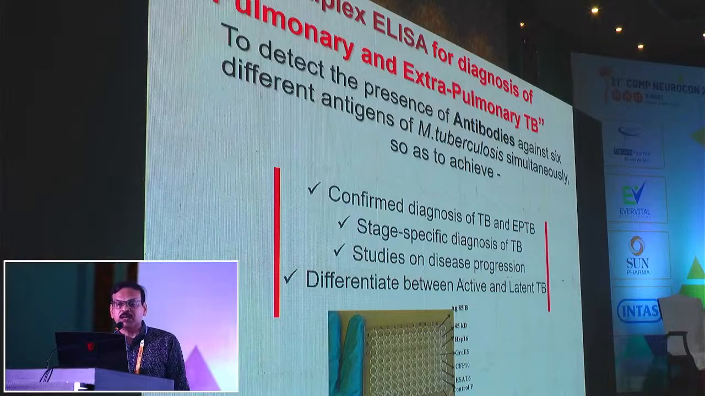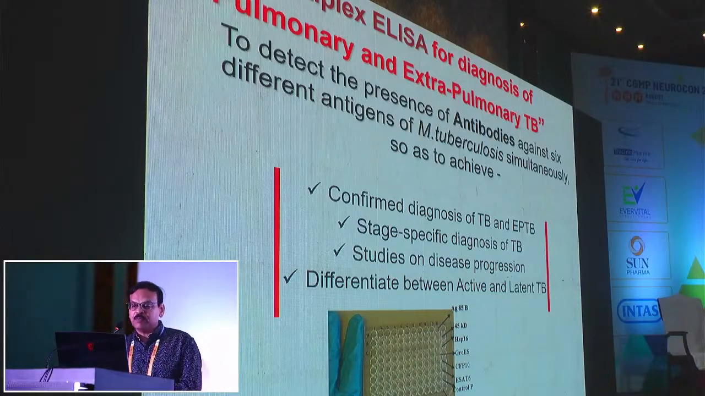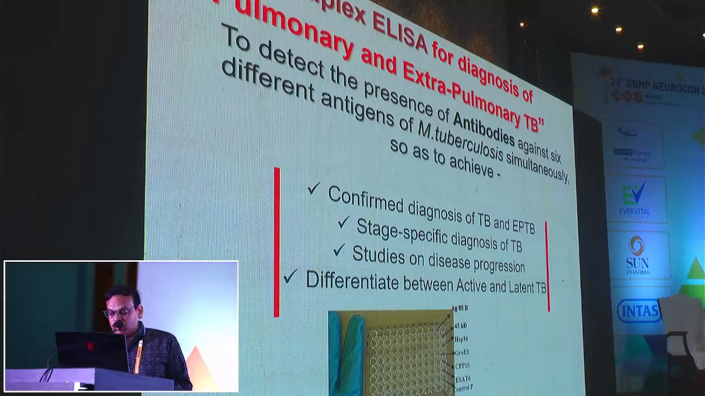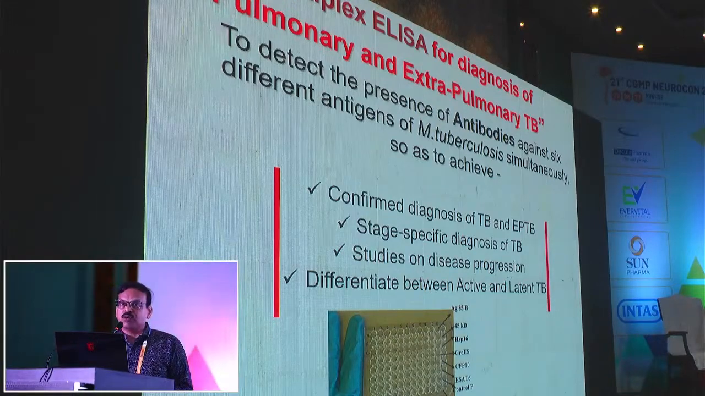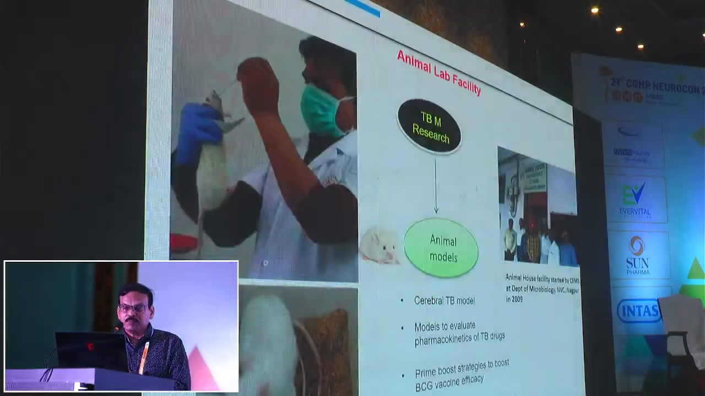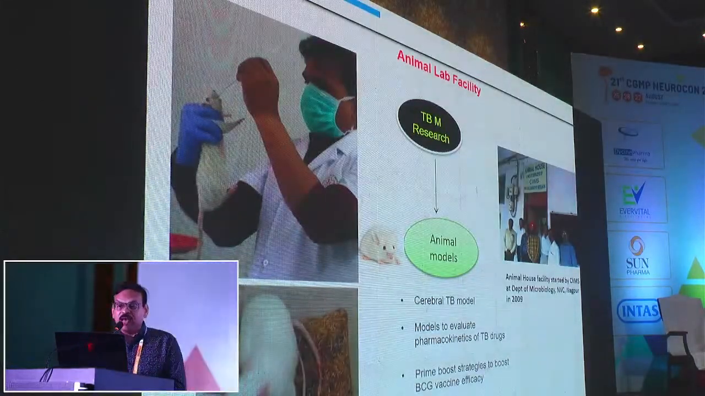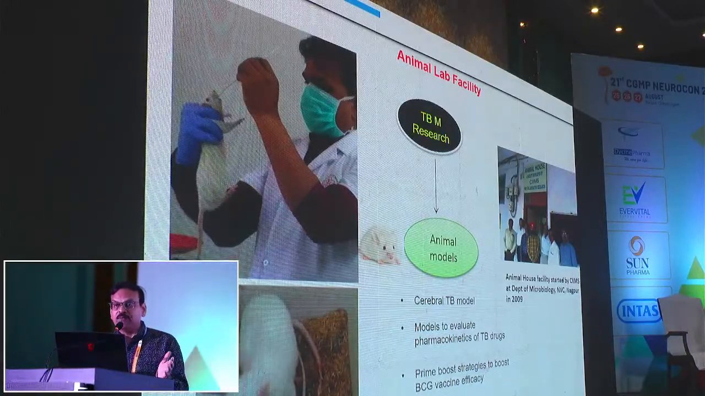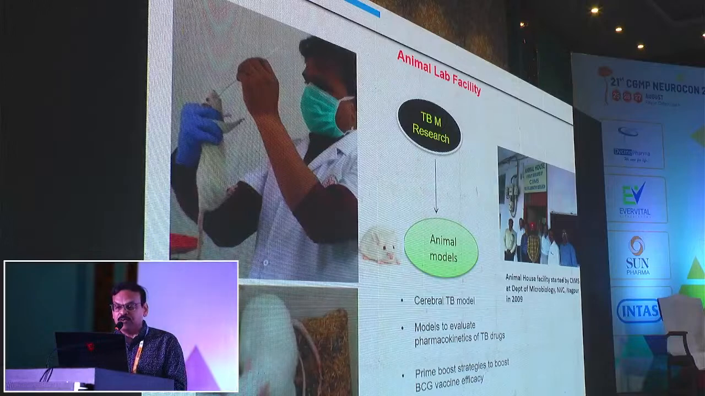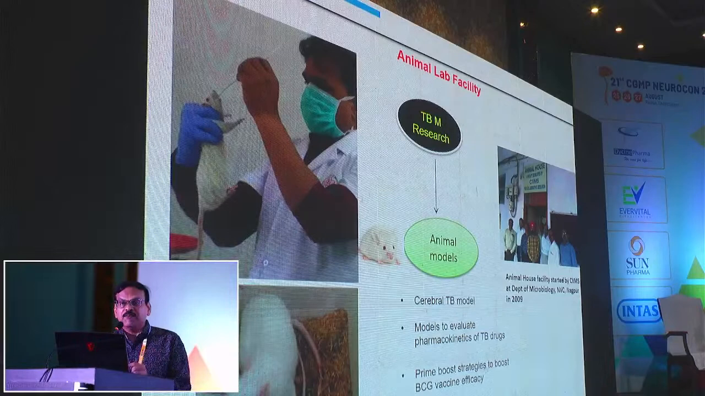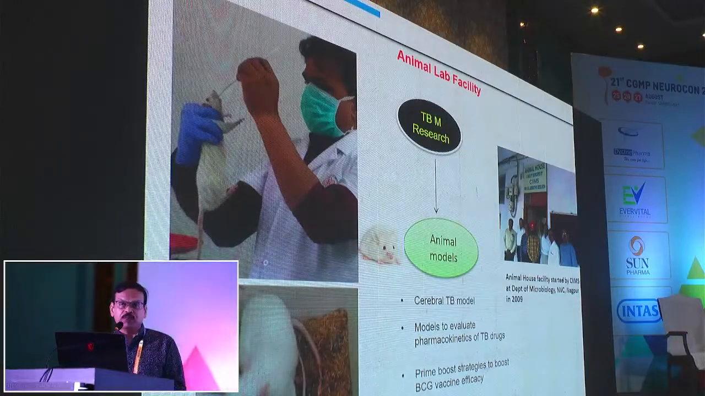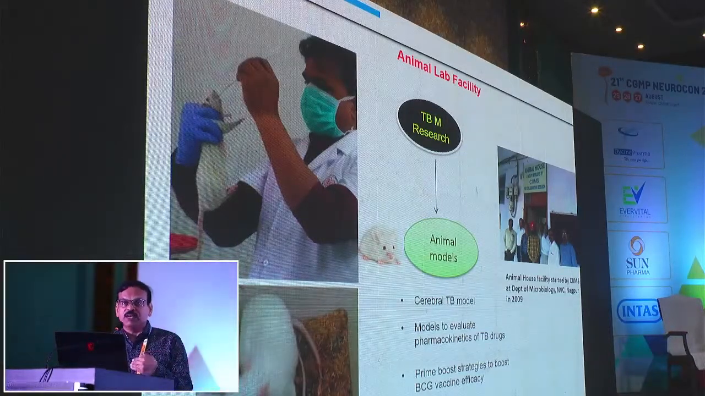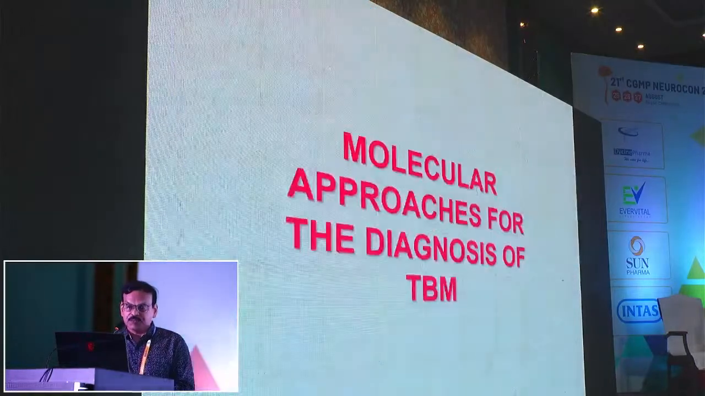So we developed a kit, we named it Multiplex ELISA, and it looked at 6 different tubercular antigens. We also now have an animal lab facility with us. In collaboration with Nagpur Veterinary College, we opened a lab in 2009, and we have developed a mice model for tubercular meningitis now, so that if needed, we can do further research on this.